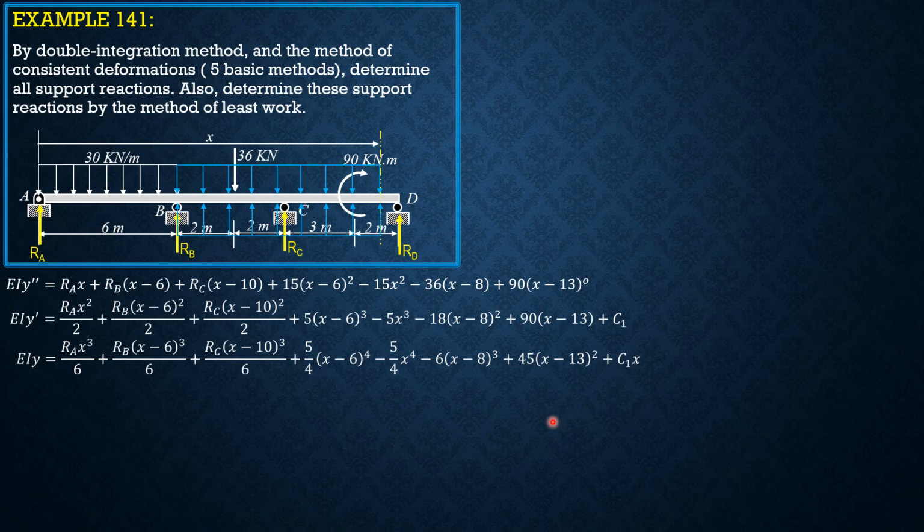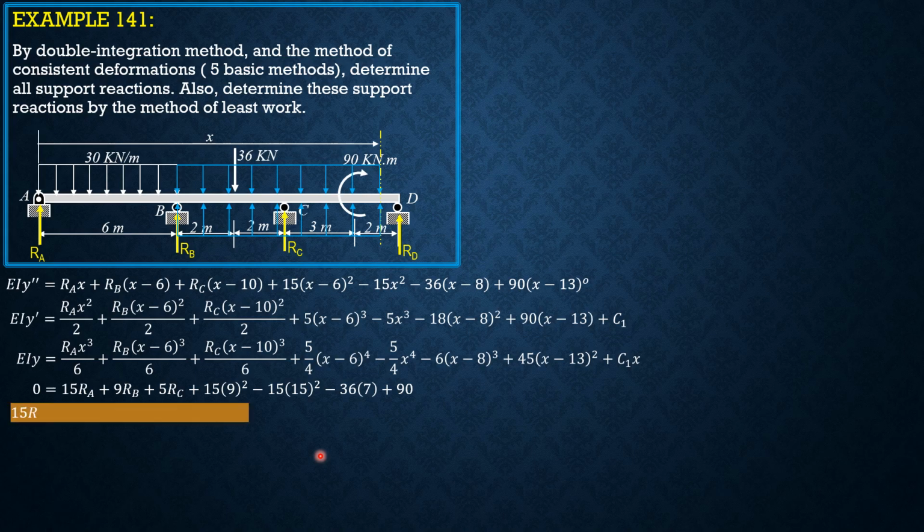So let's have the boundary conditions. First, moment at D is 0. So 0 in this equation: RA times 15 when X is 15, plus RB times 15 minus 6 which is 9, plus RC times 15 minus 10, so 5 RC, then plus 15 times quantity 15 minus 6, so 15 times 9 square, minus 15 times 15 square, minus 36 times 15 minus 8 which is 7, and plus 90 times 15 minus 13, 2 to the 0 is 1, so plus 90. This equation is the same as summing moments about D equals 0. So simplifying, 15RA plus 9RB plus 5R sub C equals 2322. Call that equation 1.